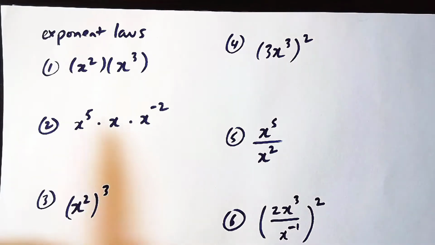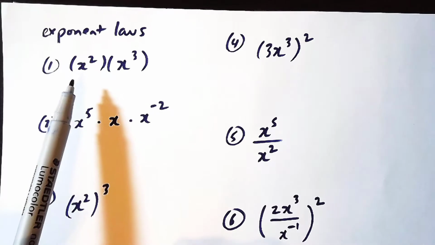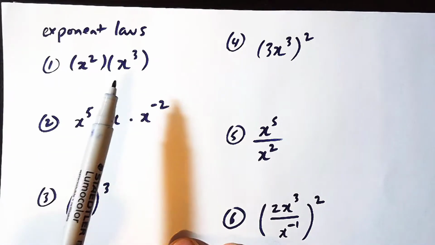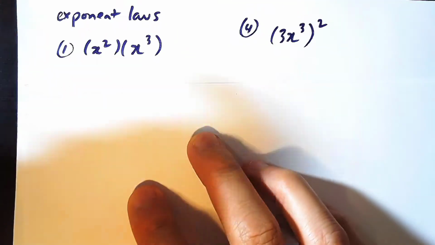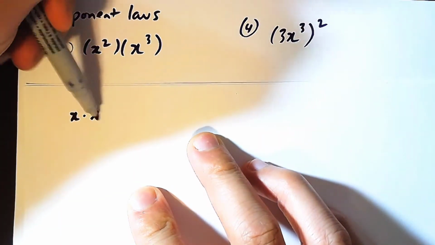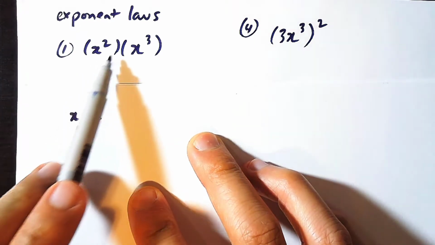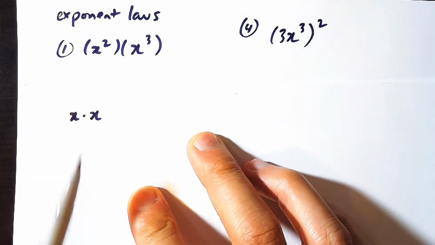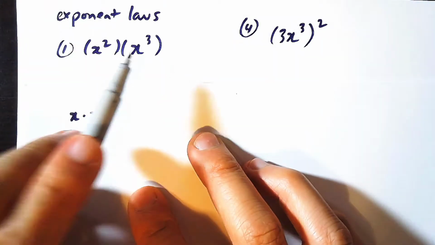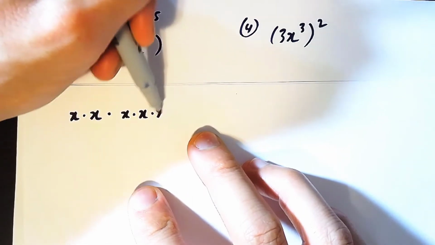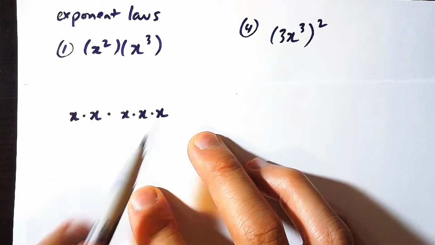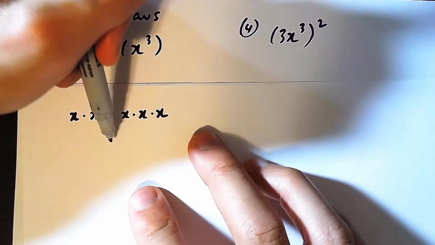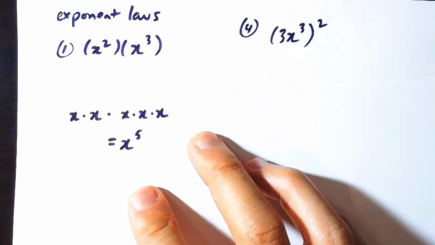Let's practice some exponent law questions. So what we have here is x squared times x cubed. When we think about this, we have x times x, which represents x squared. The exponent here is 2, and it means there are 2 x's being multiplied. x cubed means there are 3 x's being multiplied. So in total, there's 1, 2, 3, 4, 5. There are 5 x's being multiplied, which means it equals x to the 5.